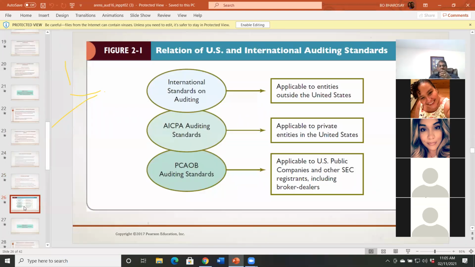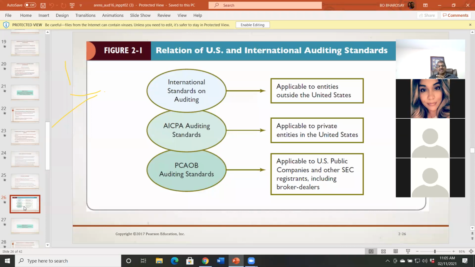And this is figure 2.1. International standards of auditing applicable to entities outside of the United States. AICPA auditing standard applicable to private entities in the United States, and PCAOB auditing standard applies to U.S. public companies and other SEC registrants, including broker-dealers.